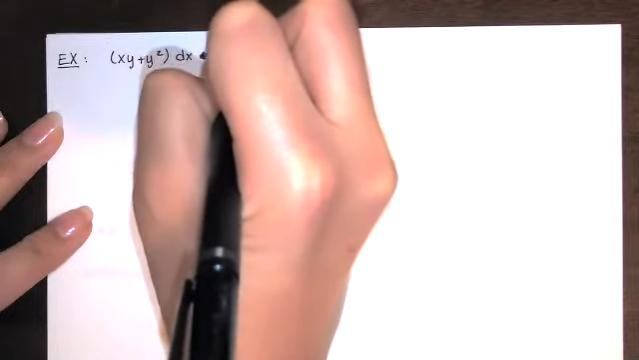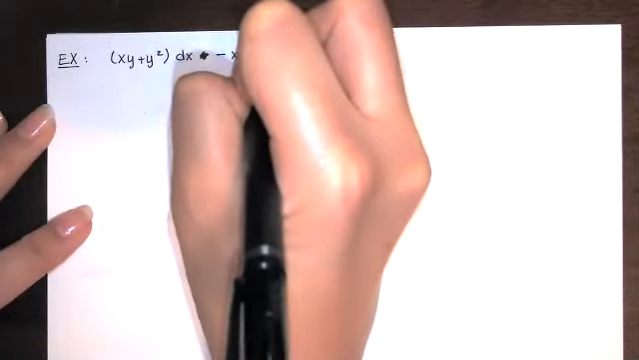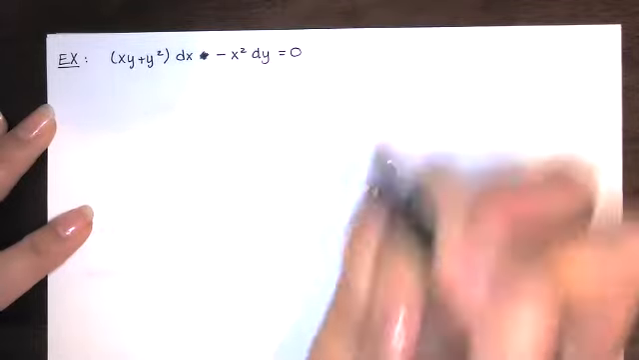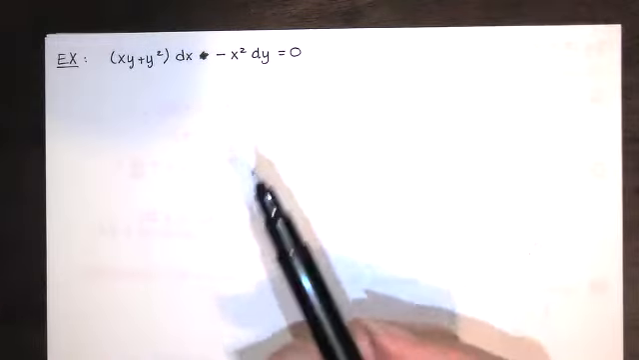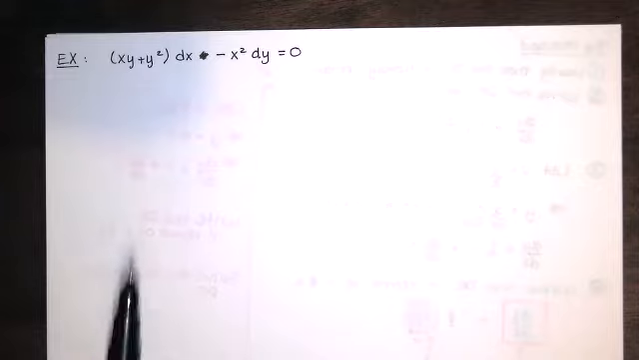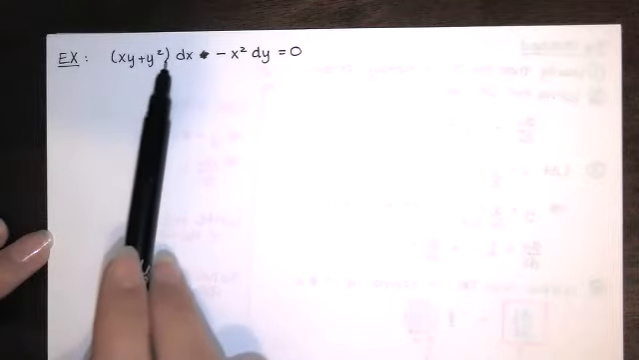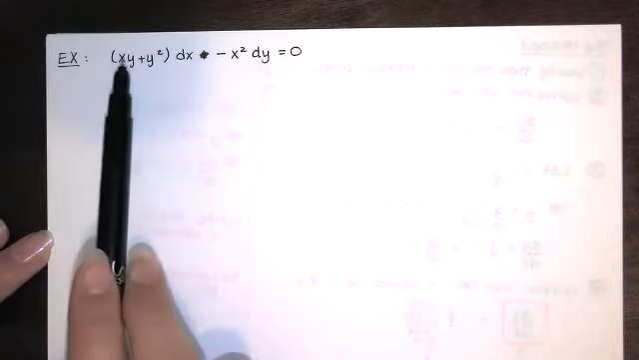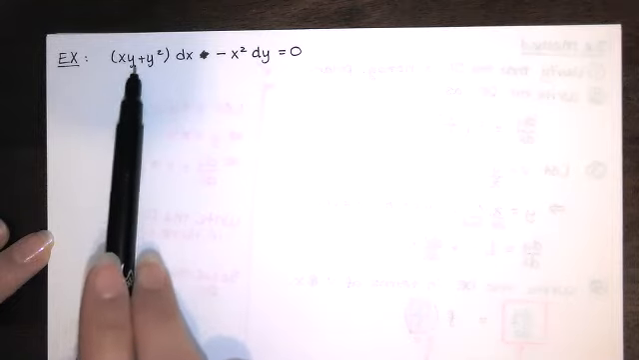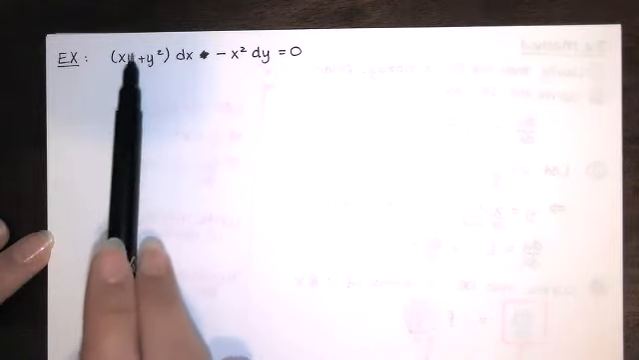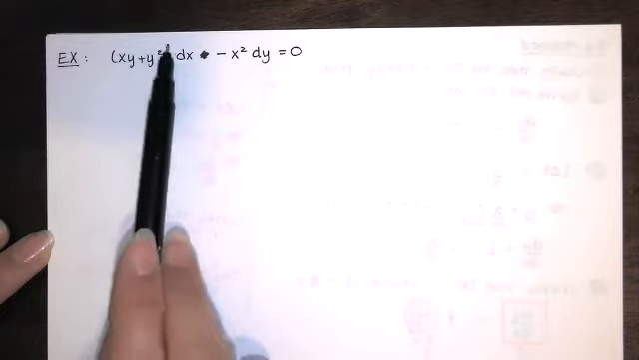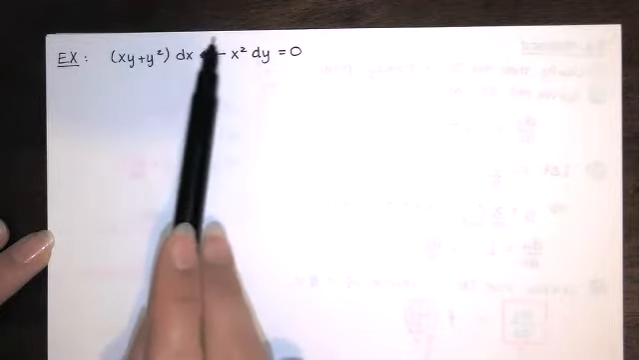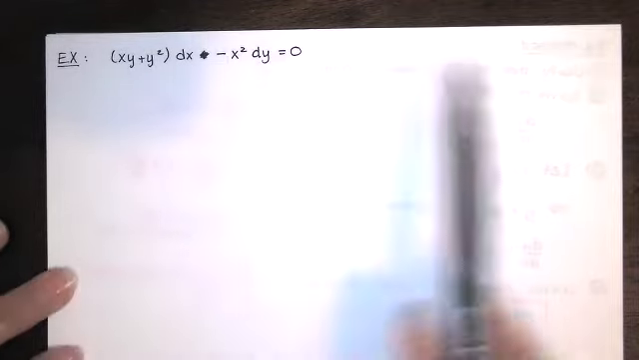So I have xy plus y squared dx. Oops, I want to do minus x squared times dy is equal to 0. Now looking at this, I can already see that it's homogeneous polar because this is a homogeneous function of degree 2. So I've got that x to the first times that y to the first and a y squared. So that's degree 2 and that's degree 2. So this is degree 2. And then this guy is also degree 2.